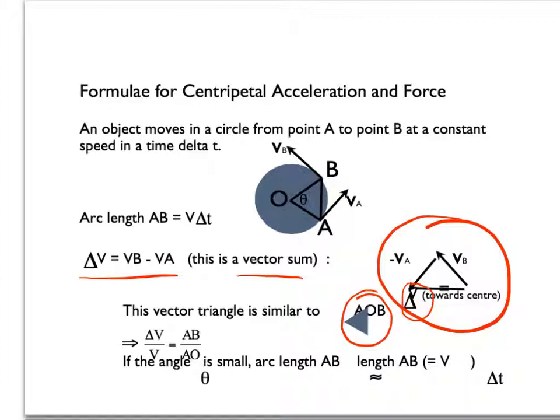So we can write this expression here, where we say delta V over V is equal to AB over AO. AO is the radius of the circle, of course, so we can actually replace that with the radius r soon. And the other thing is we can find an expression for AB in terms of speed and time. If we consider the angle theta to be quite small, then the arc length AB will be approximately a straight length AB, and that'll be equal to V times delta t. That should be in that bracket there.